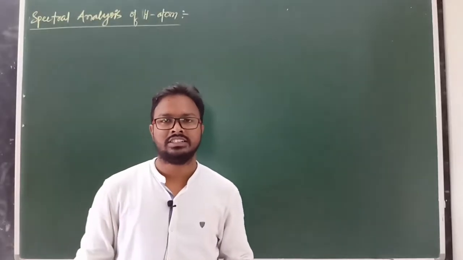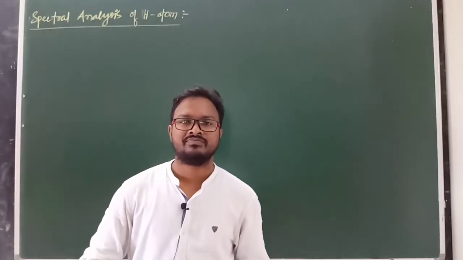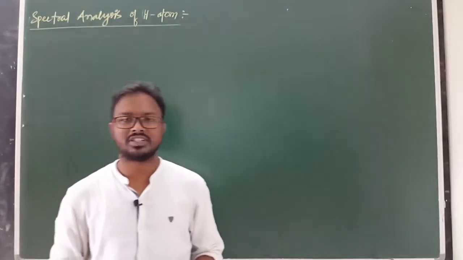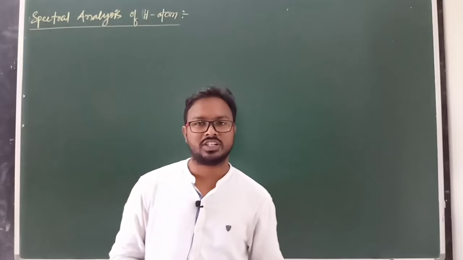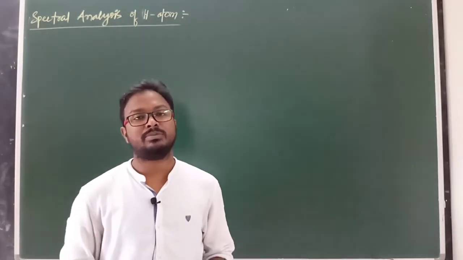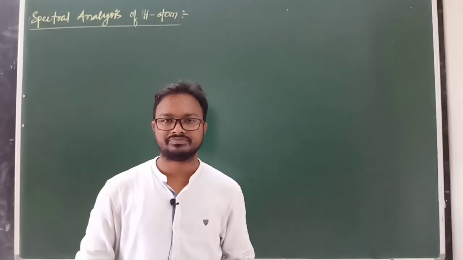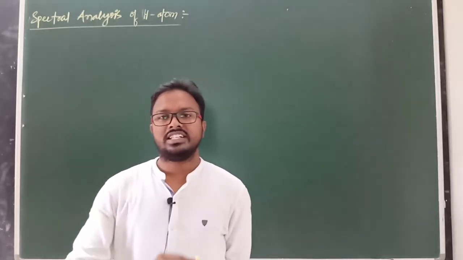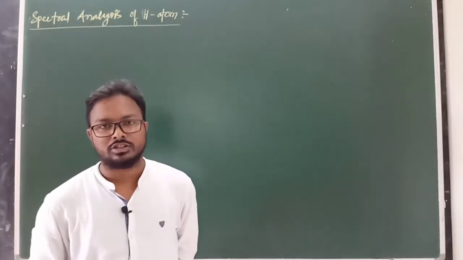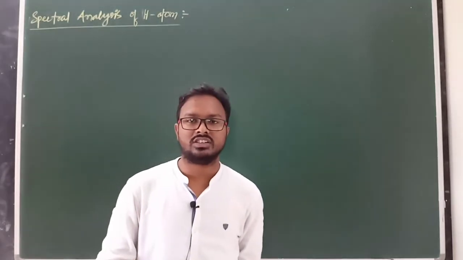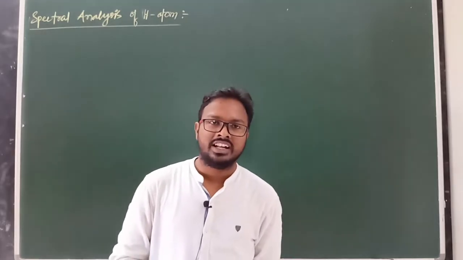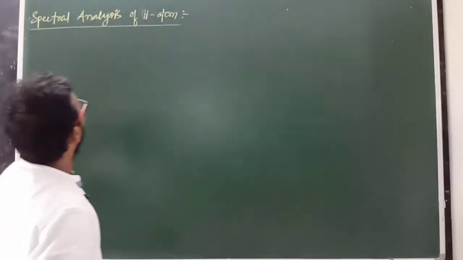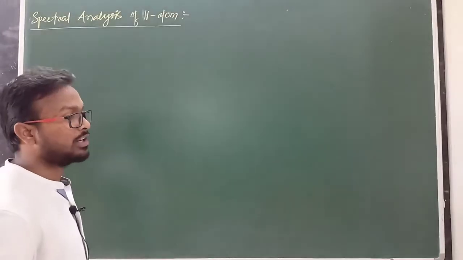Good morning, students. We already discussed Bohr's atomic model, the postulates of the Rutherford atomic model, the radius of the Bohr orbit, and the velocity or speed of an electron while revolving around the nucleus in Bohr's atomic model. We also discussed the total energy of an electron in the nth Bohr orbit. Clear? Now we have to study the spectral analysis of the hydrogen atom.